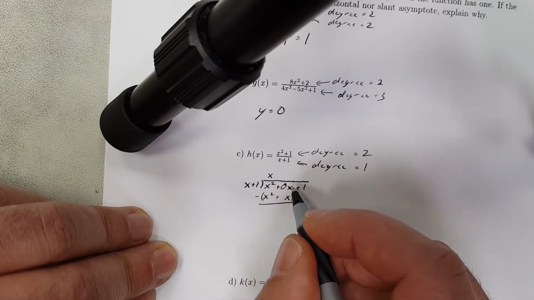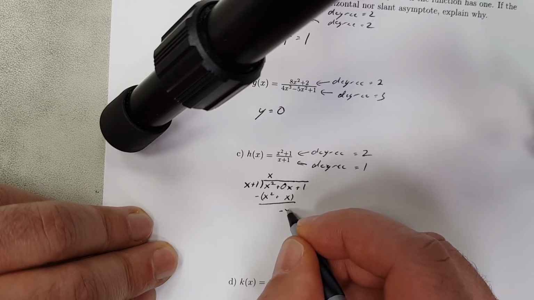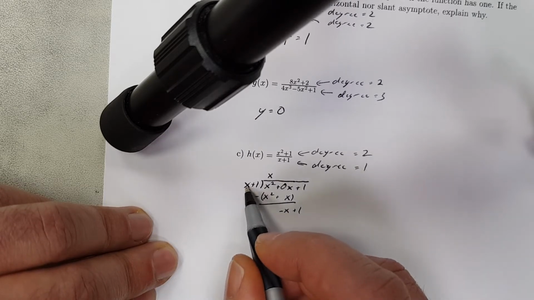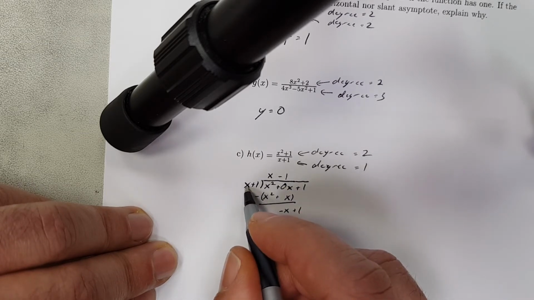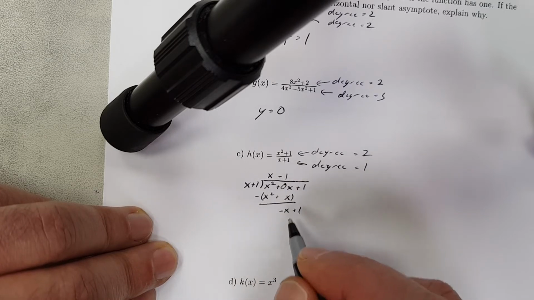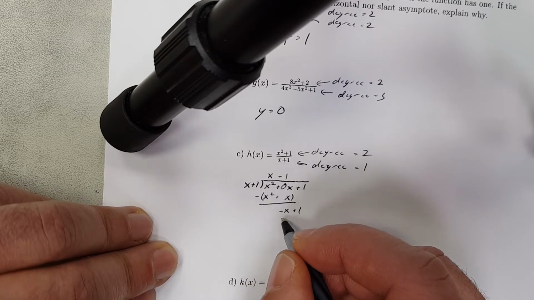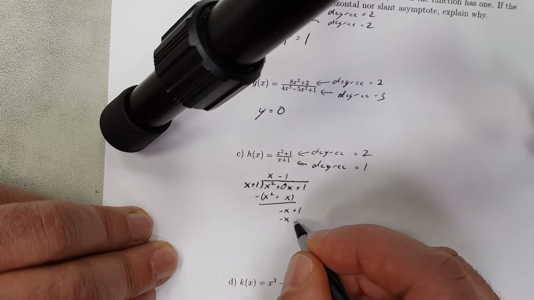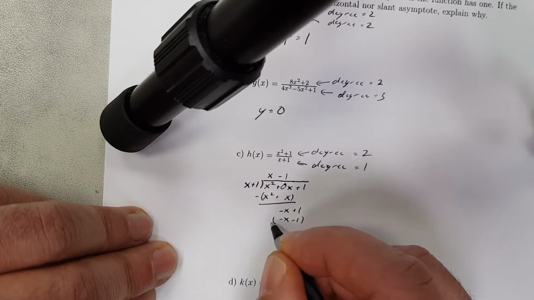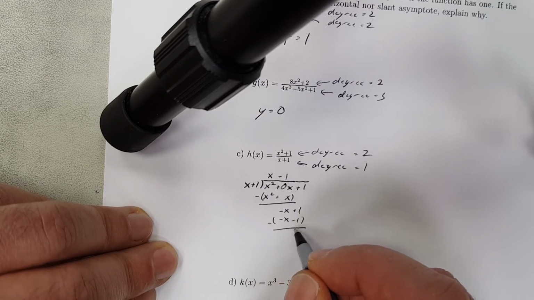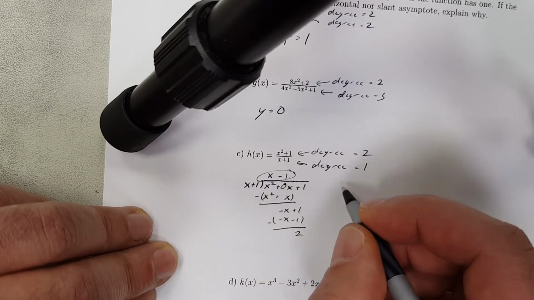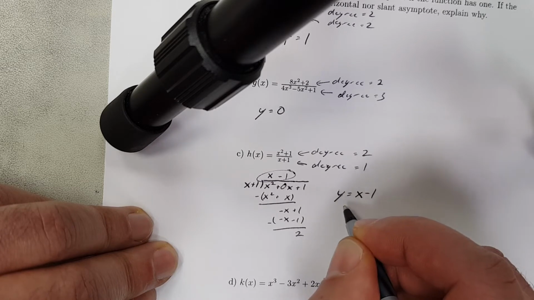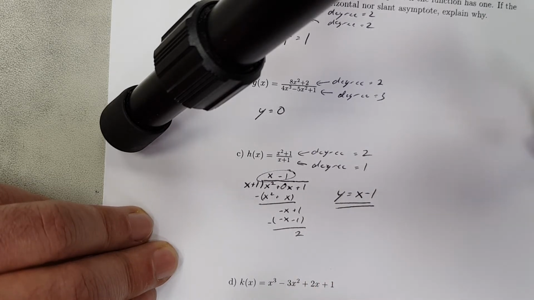The x squareds cancel out. 0x minus x is negative x. Bring down the plus 1. x goes into minus x minus 1 times. In other words, what do you multiply x by to get minus x? Well, you multiply by negative 1. Negative 1 times x is negative x. Negative 1 times 1 is negative 1. And we subtract. The minus x's cancel out. 1 minus negative 1 is 1 plus 1. That's 2. We don't really care about that right now. What we care about is this. y equals x minus 1. That is our slant asymptote.